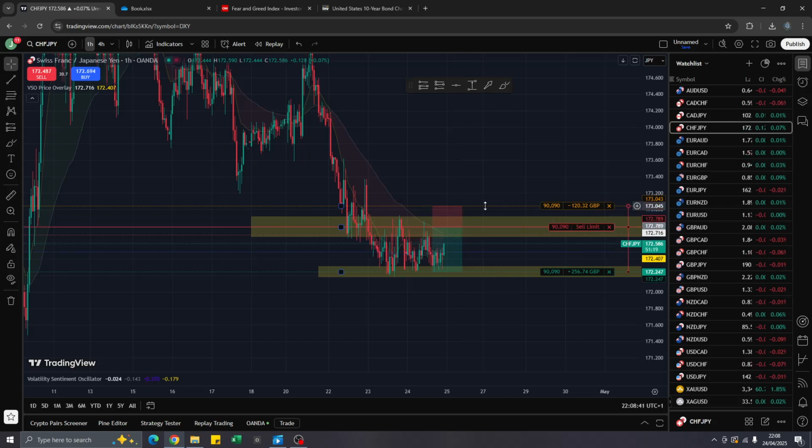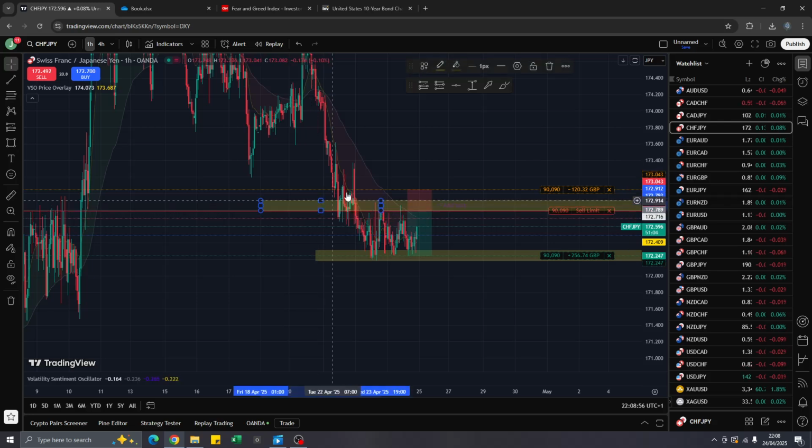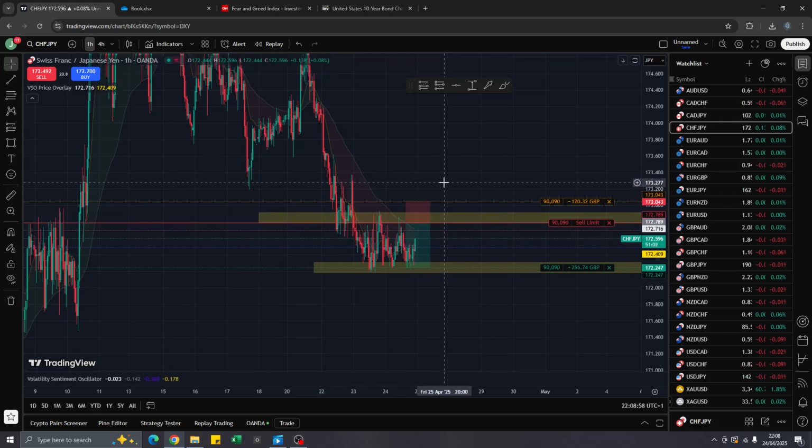So, yeah, I'm looking for a pullback here. Oof, look at the spread. What the hell is going on there? A lot of indecision. Given this spread, I might back off this zone. I might go here just to buy me a bit of room. We'll see.